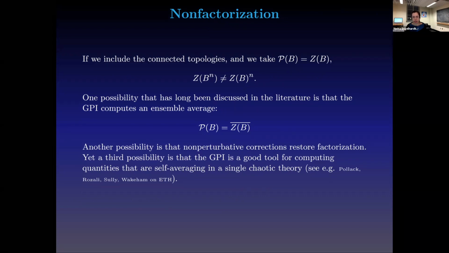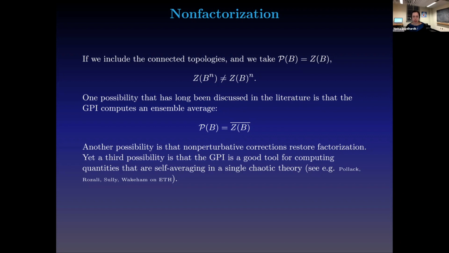So if we literally take the gravitational path integral to be computing a partition function, then we find that we have a factorization problem. One possibility that has long been discussed in the literature is that the gravitational path integral actually computes an ensemble average. So Z bar, what we call overbar, is the average. I'm actually going to use overbar here to denote whatever it is the gravitational path integral is computing.